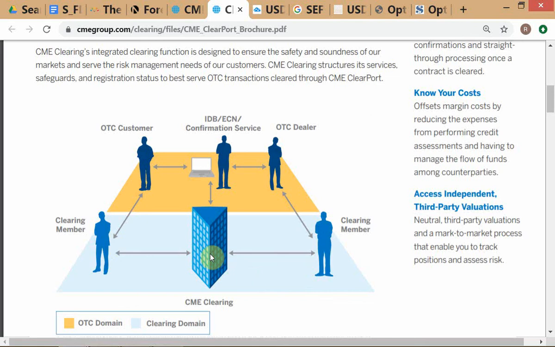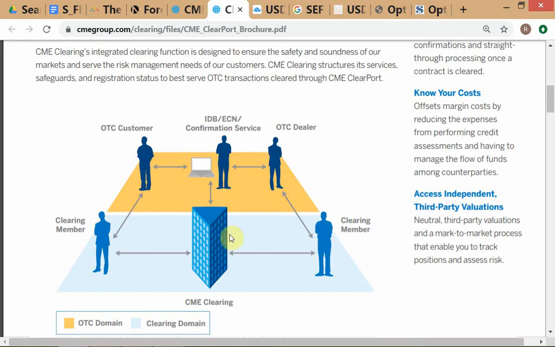Like in India, every exchange needs to have its own clearinghouse. Okay? In the US it's not like that. As long as you're affiliated to a clearinghouse which is approved, it's fine. Okay? But this is CME clearing. I'm just going to call it CME because it's a shorter word. Okay? Is everyone clear so far?